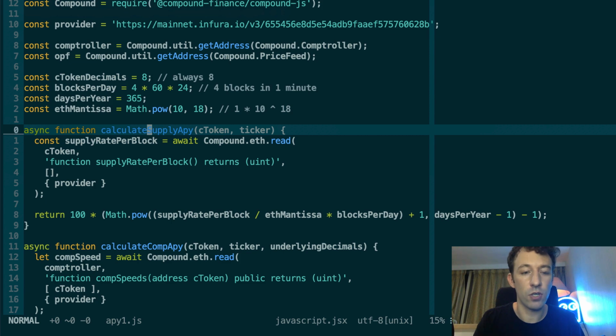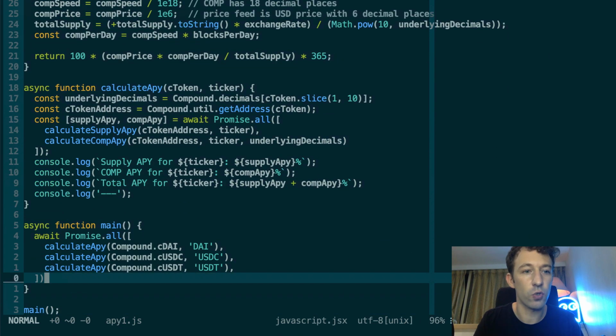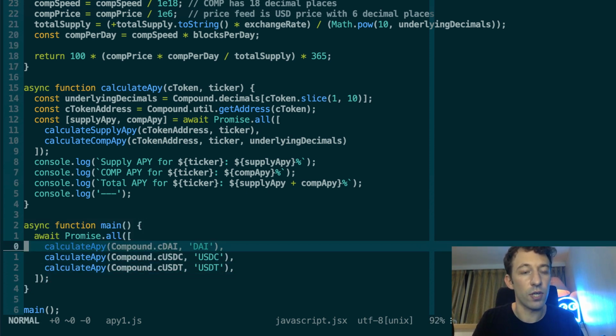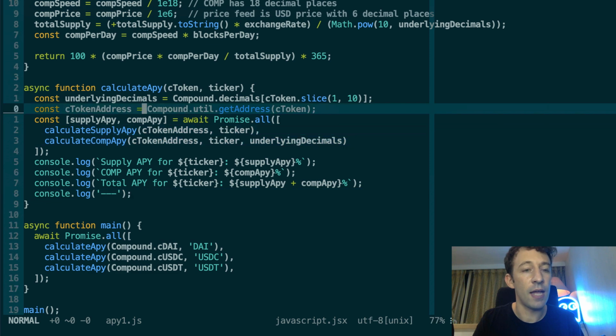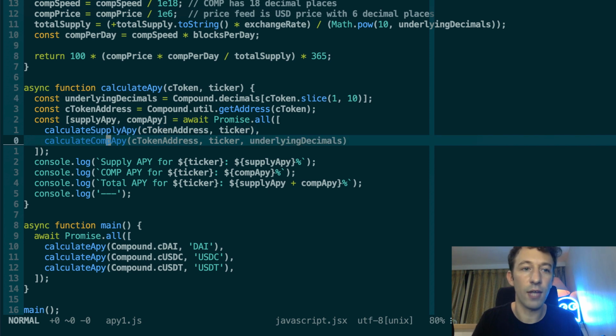And after, I'm going to go to the very bottom of the script, main. That's where it starts. Here we calculate the APY for a couple of markets, DAI, USDC, USDT. And in this function, calculateAPY, we are going to calculate the two parts of the APY: the supply APY, that's the interest rate you get for lending the token, and then the COMP APY, this is the extra yield you get with this COMP token reward.